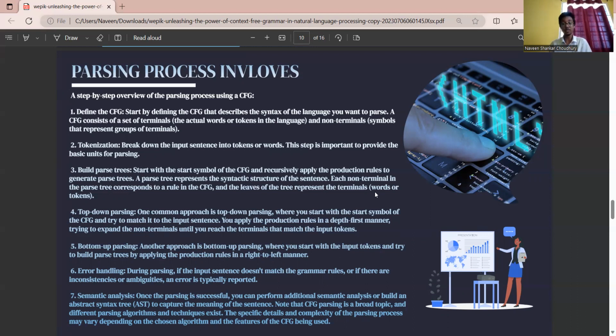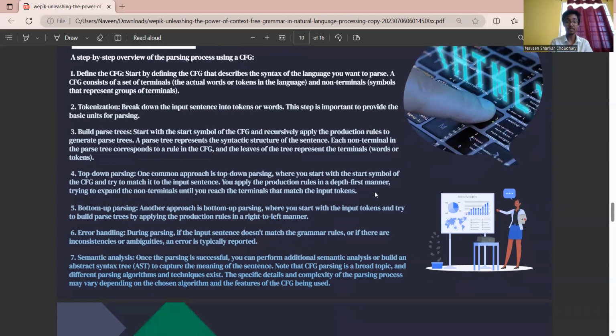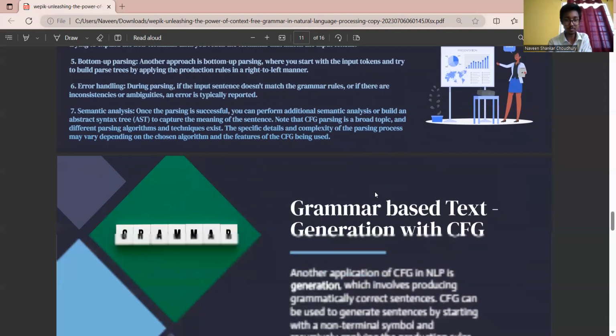Error handling during parsing: if the input sentence doesn't match the grammar rules, or if there are inconsistencies or ambiguities, an error is typically reported. The final step is semantic analysis. Once parsing is successful, we perform additional semantic analysis or build an abstract syntax tree to capture the meaning of the sentence. The specific details and complexities of the parsing process may vary depending on the chosen algorithm and the features of the CFG being used.